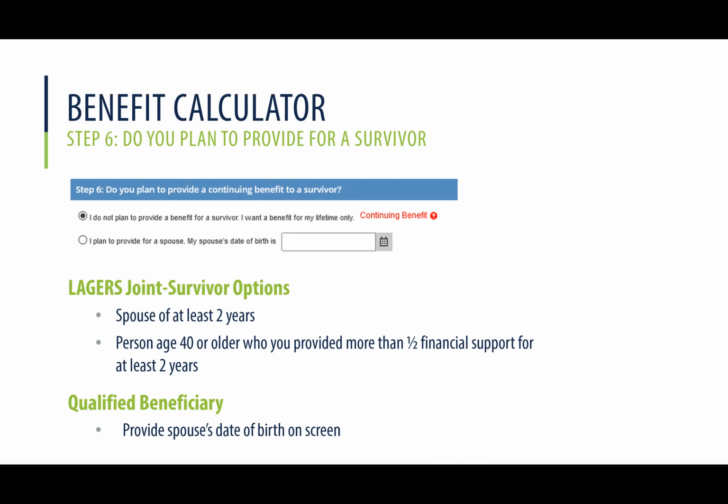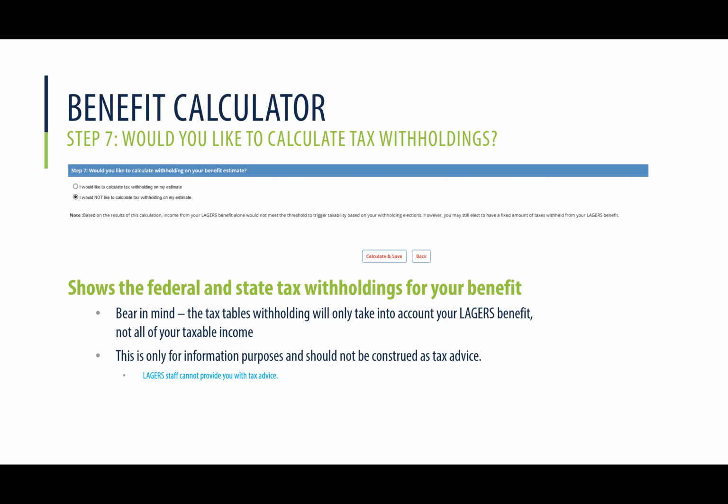And on step 7, we're going to ask you, do you want to calculate taxes? So a lot of times people are awful curious about not only what is my benefit going to be, but how much is the IRS going to take out of that for taxes. So if you want to tell us your withholding status and fill all that out, when we calculate this for you, we will tell you your gross benefit, and we will also tell you what taxes based on the designations that you gave would come out of that benefit. So you would have a better idea of your net amount that you're going to be getting.